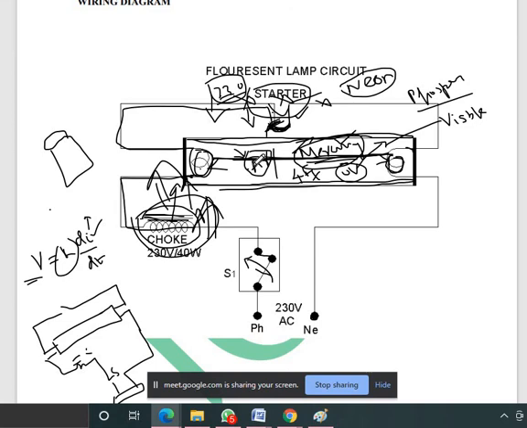Sir, the LED tube light bulb is not heated, sir. Why? The LED bulb? Yeah, LED. And the normal bulb is heated. The LED bulb is not heated as much. Yeah, because an LED bulb only needs a minimum voltage.